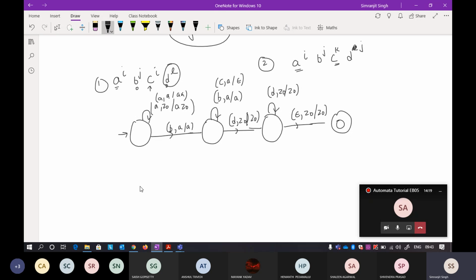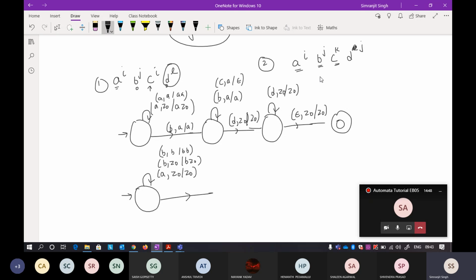In this one you don't do anything for a's, because a and c are not equal here, so there is no need to put them on the stack. When there is an a and there is a z naught, you do nothing. Any number of a's can come. Now when there is a b, you push it onto the stack, so it becomes b z naught, and you start pushing all the b's here.